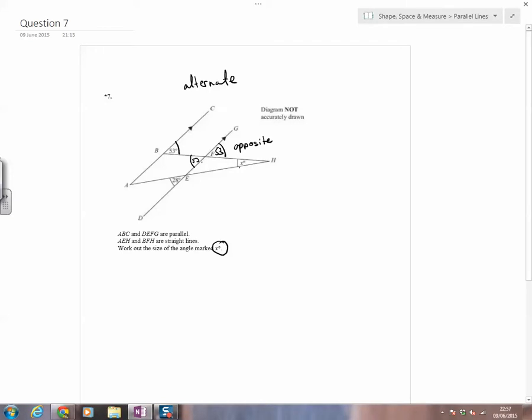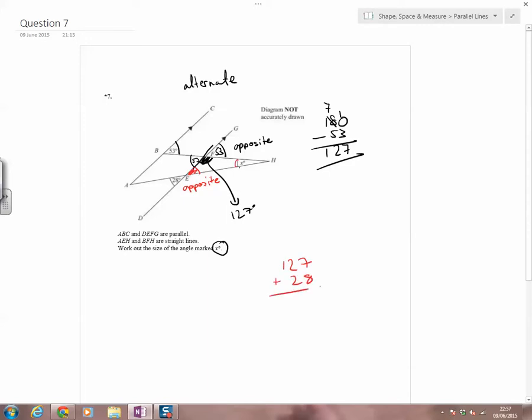Well, if I know that that's 53, I can work this one out here. This one here is on a straight line. So this one is 180 minus 53, which is 127. So I'm just going to shade that in and draw a big arrow going from it. 127 degrees. I know that this angle here is 28 because it's opposite. So I've now got all the angles in this triangle apart from the x that I'm looking for. We've got 127 and I've got 28. When I add them together, we get 155.